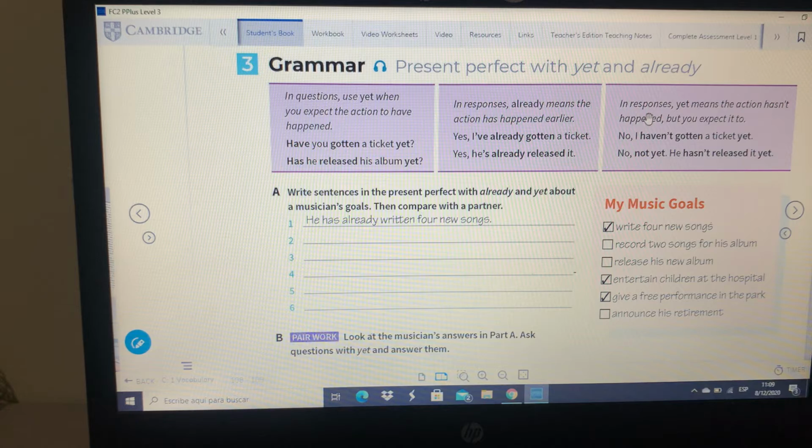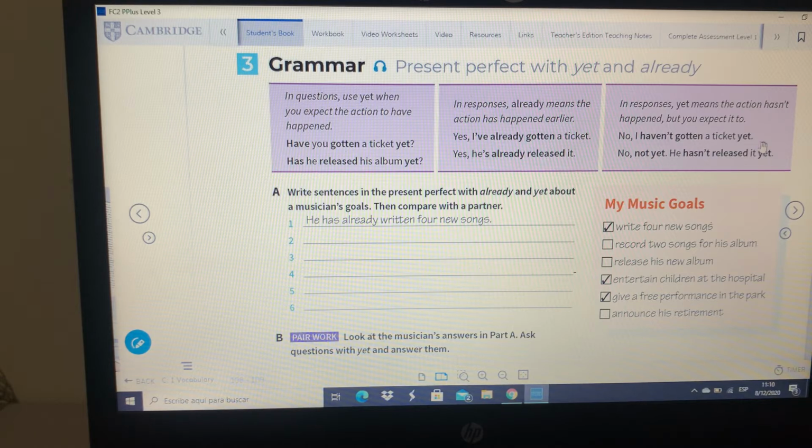Then it says in responses, again in answers, yet means the action hasn't happened but you expect it to. So in responses, when we have yet, esto lo que dice es que significa que la acción no ha sucedido. Aquí es donde este yet toma un significado de todavía, como cuando yo digo no, todavía no, que es lo que pasa acá. I haven't gotten a ticket yet. Entonces dice todavía no lo he comprado. Entonces vean la diferencia entre esta y esta. Todavía no lo he comprado. ¿Ya compraste el tiquete? Aquí significa como ya, pero acá si es en respuesta significa todavía.